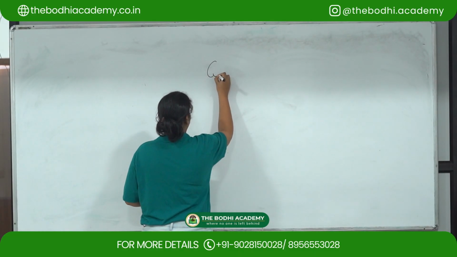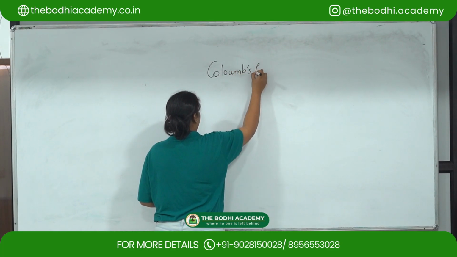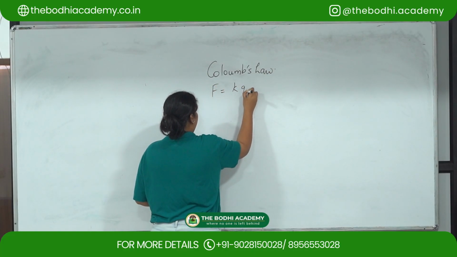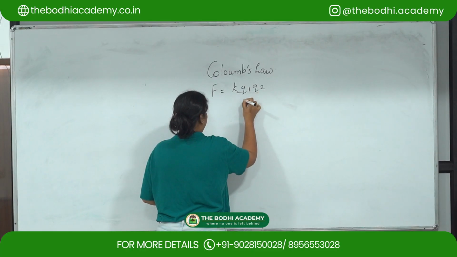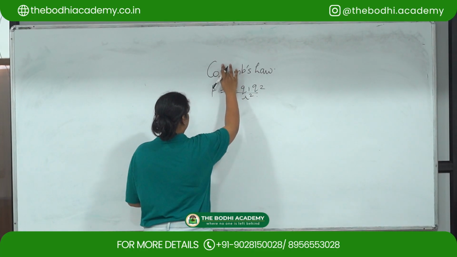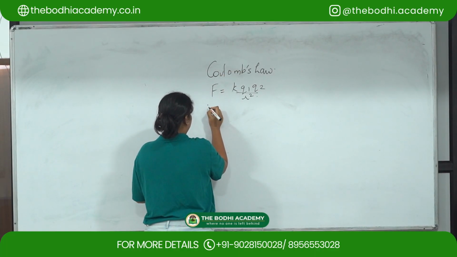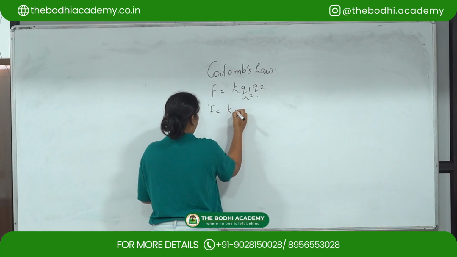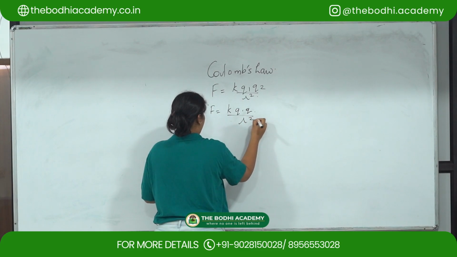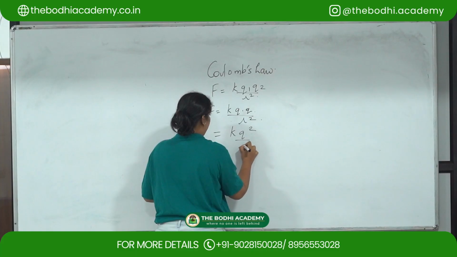So Coulomb's law states that F is equal to K Q1 Q2 upon R square. So this will be F is equal to K Q dot Q upon R square for the first situation. So this will be K Q square upon R square.